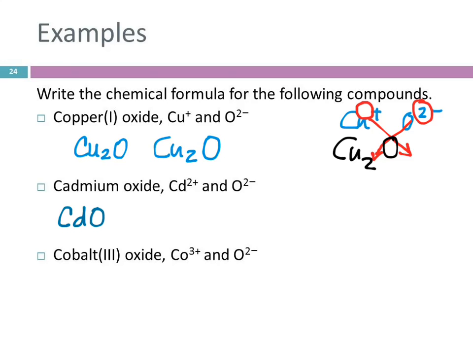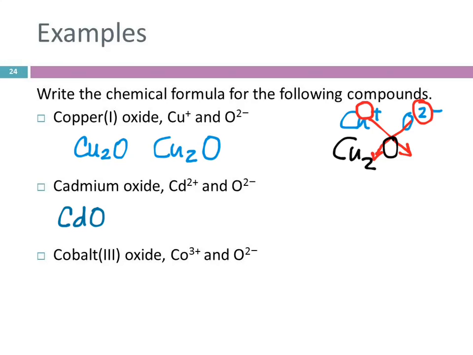We don't want to do the crisscross thing because that would give us Cd2O2, and that's not the lowest ratio. The crisscross thing does not always work. It works most of the time, which is pretty good. I'd say probably 90–95% of the time the crisscross thing will work just fine. But every once in a while, it'll mess you up.